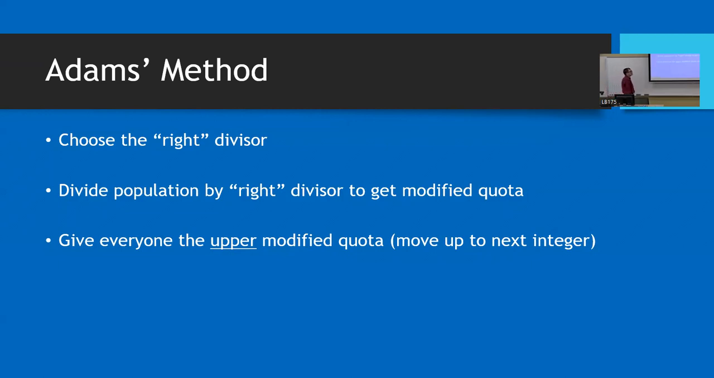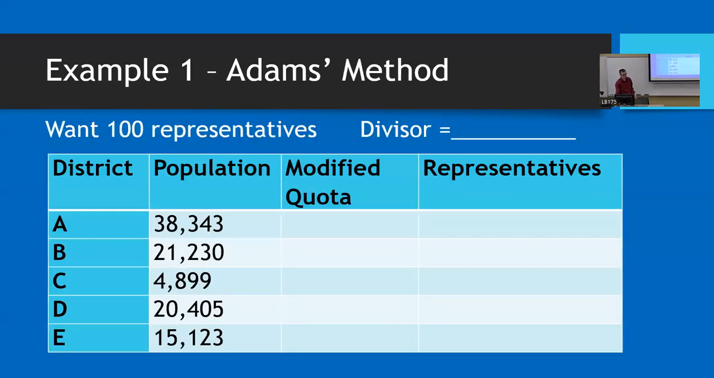Now, this modified divisor is not going to be the same one as with Jefferson's, obviously. Because with Jefferson's, if you rounded everything up, we'd get too many. You use the same divisor and round it up, you get too many representatives. So this is going to be obviously a different divisor than what we used in Jefferson's and what we used in Hamilton's. All right. So let's go back to our standard example here.